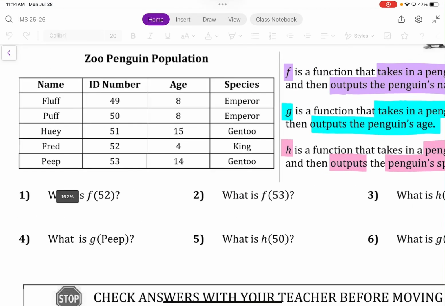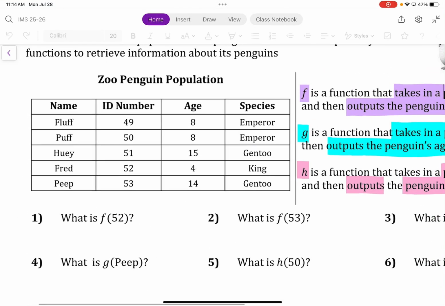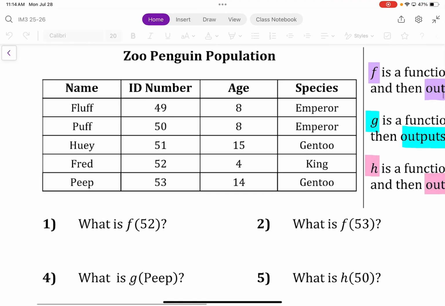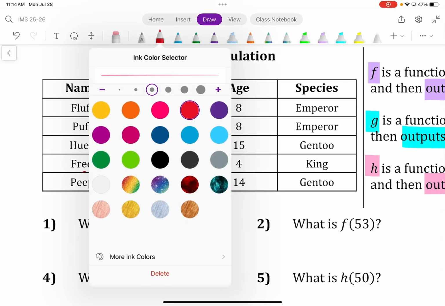We want to figure out using function f, the function that takes in the ID number and outputs the name, what is f of 52? Go ahead, Fred. Let's see, 52 corresponds to Fred. That's correct. Very good.